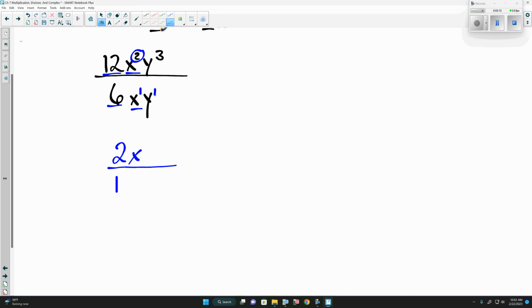With y's, we have y to the third over y to the first. 3 minus 1 is, and is it bigger on top or bigger on bottom? So it stays on top. So what we have left is 2xy squared over 1, which is the same as 2xy squared, because if the denominator is 1, we don't have to write it back in. If the numerator is 1, we have to write it in. Questions on this here?